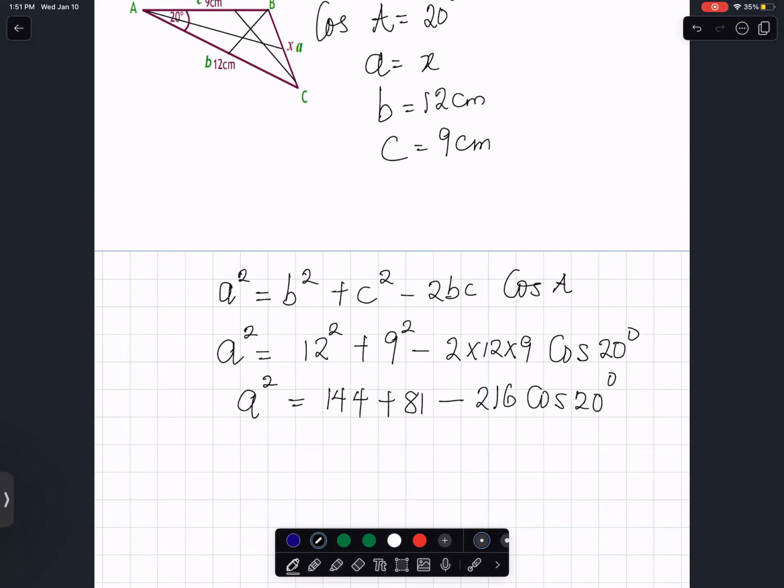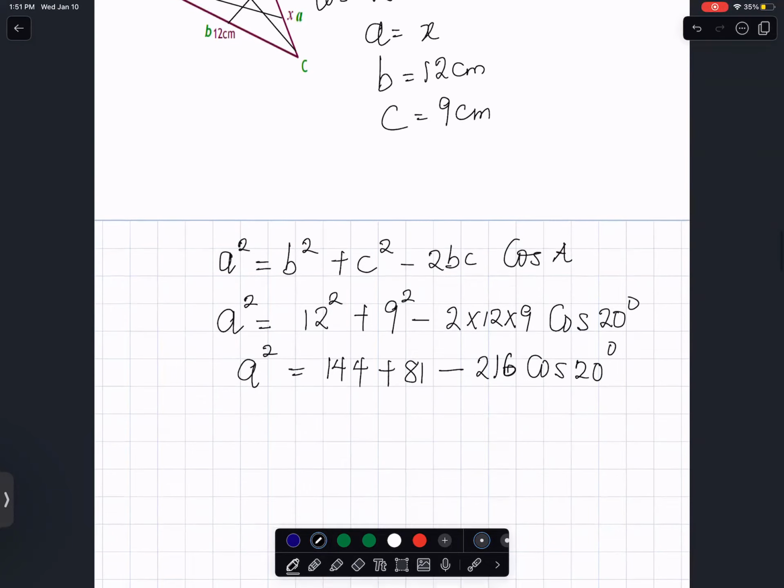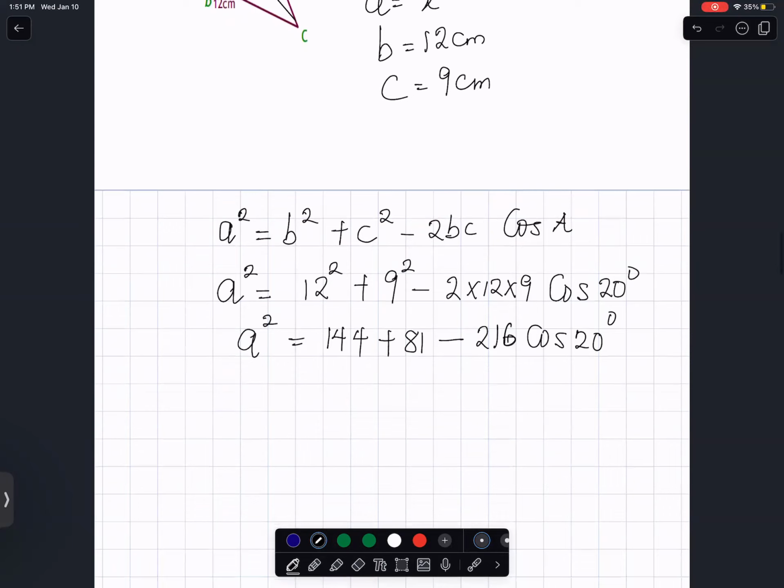So we have 216 cos 20. On your calculator, you can do 216 cos 20 degrees, which gives us 202.97. So adding 144 to 81, we have 225. So you can have 225 minus 202.97.